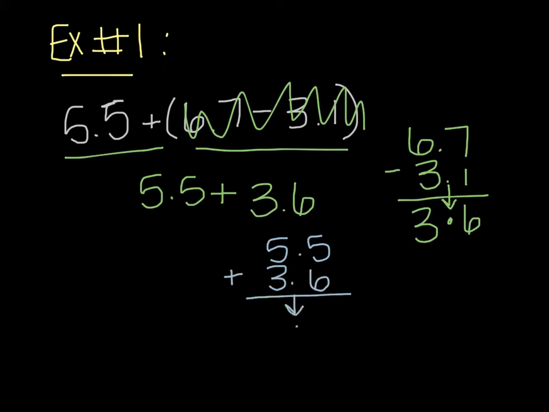First, we're going to bring that decimal straight down. 5 plus 6 is 11. 5 plus 3 is 8, plus 1 more is 9. So our answer is 9 and 1/10.